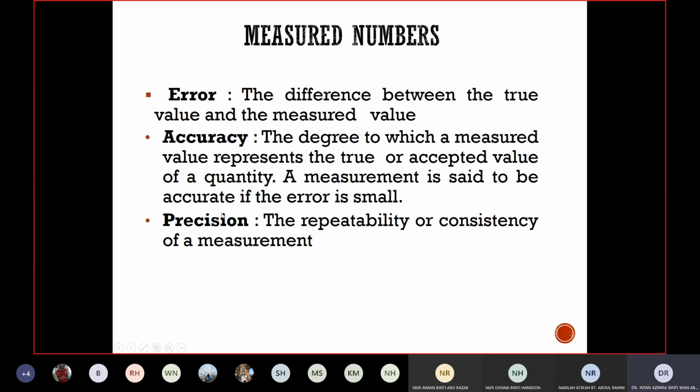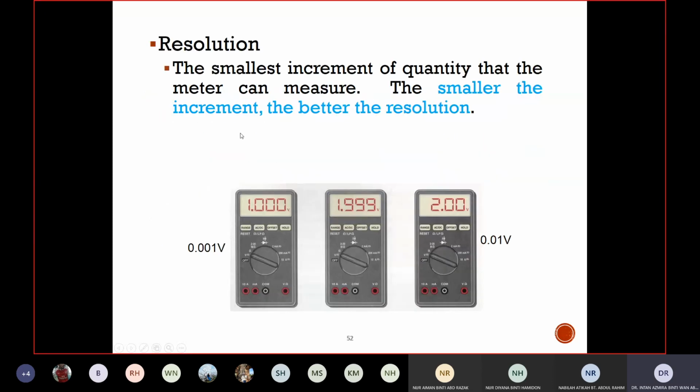Do you know what error, accuracy, and precision are? Error is the difference between the true value and the measured value. Accuracy is the difference between the true or accepted value and the measurement. Precision is the repeatability or consistency of a measurement. Resolution is the smallest increment of a quantity that the meter can measure. So we have 3 decimal points here. The resolution of this 3 decimal point display is higher than this.